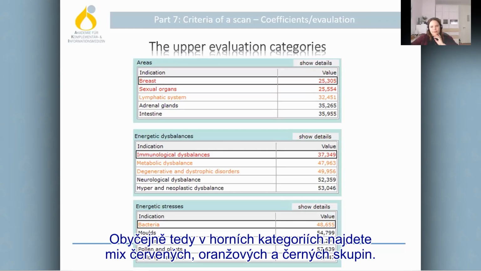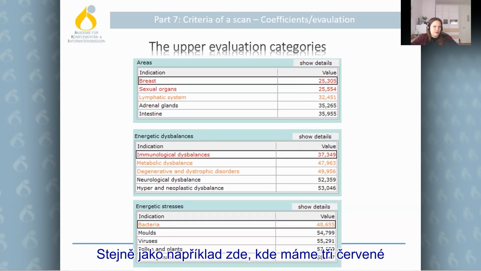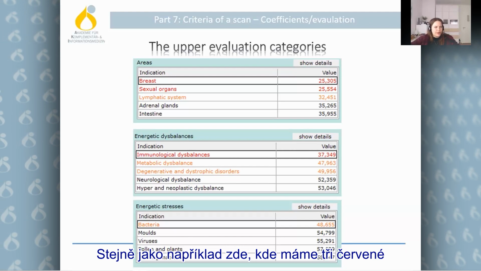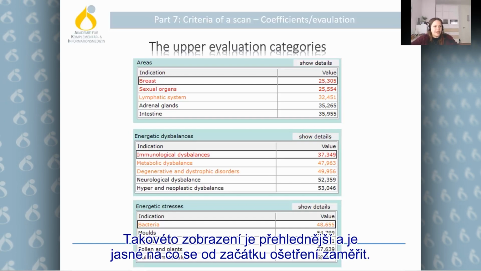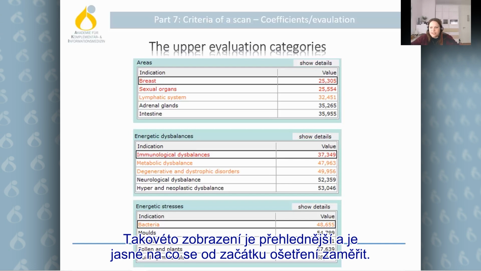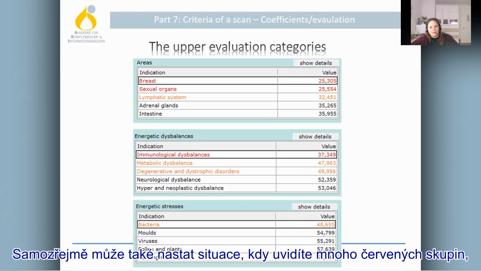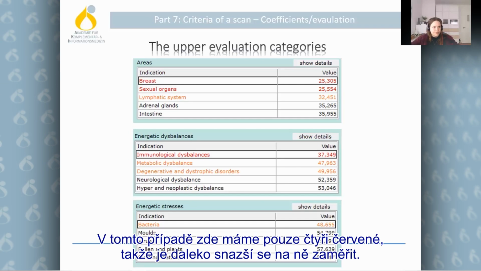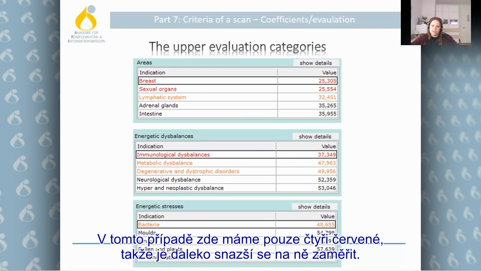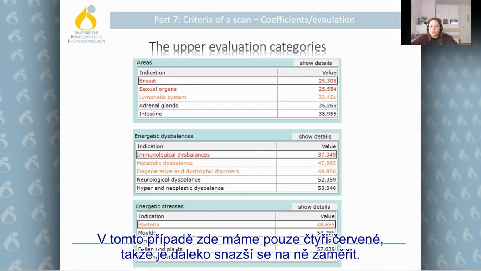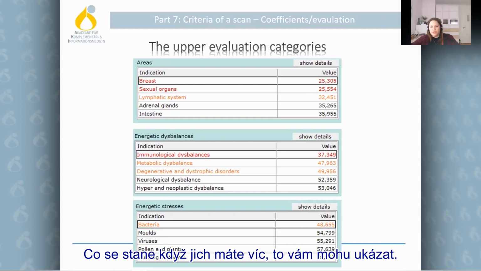So normally you have a mixture of red, orange and black values in the upper categories. This is what you see now. You have 3 in red, 4 groups in orange, the rest in black. So it is easier to get a focus to start the treatment. Of course, you can have it the other way around, that you have a lot of red ones. This is what we talk about later. But in this case, you have just 4 groups in red, so it's much easier to focus on. But what happens when you have a lot more?